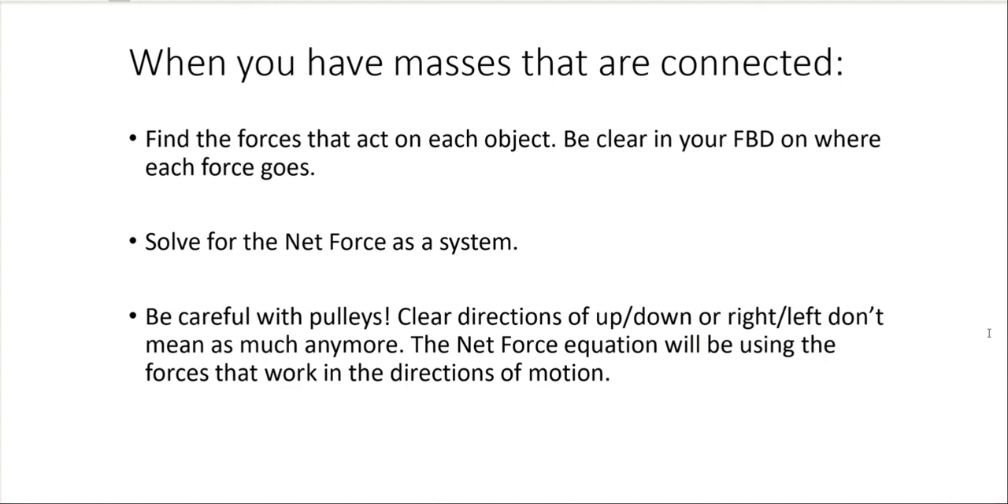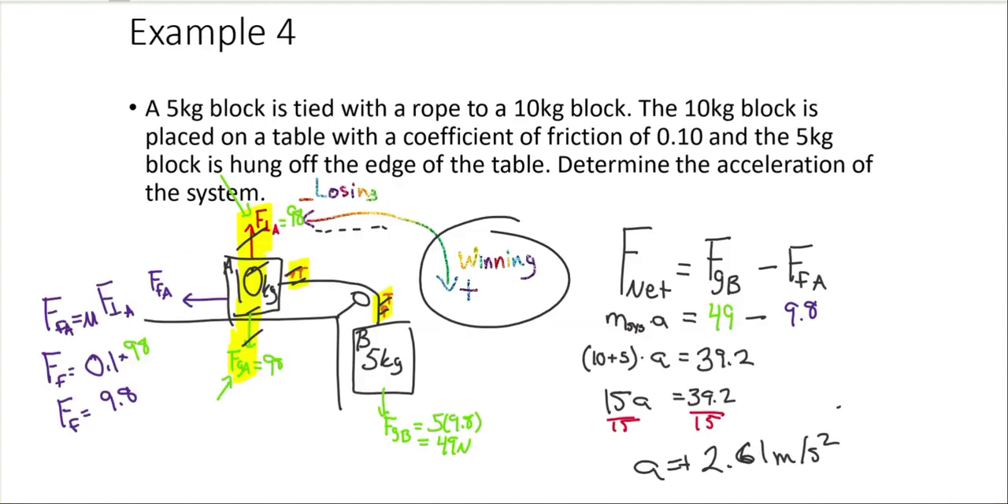And 3, be careful with pulleys. Clear directions of up and down and right and left don't mean as much anymore. As we saw, pulling the 5 kilogram block down moves a 10 kilogram block to the right. Up, down, left, right don't mean as much. We are going to have to define a positive and negative direction that will bend because of pulleys. Our net force equation will be using forces that work in directions of motion, and it's all about who wins and who loses, what's working together and what's working apart.